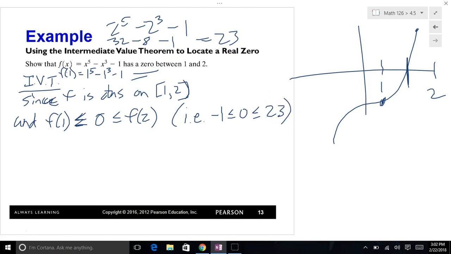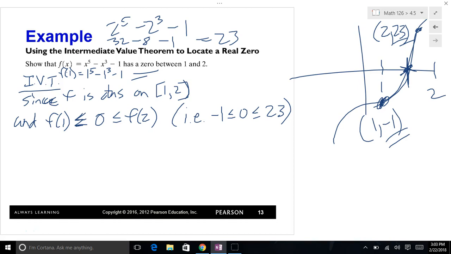So in other words, you're going from negative 1 right down here at 1, from a negative value up to 2, and it looks like this spits out a 23. So you're going from a negative to a positive. You've got to be crossing right there. At some point, because this thing's continuous, it's got to cross through and have a 0.